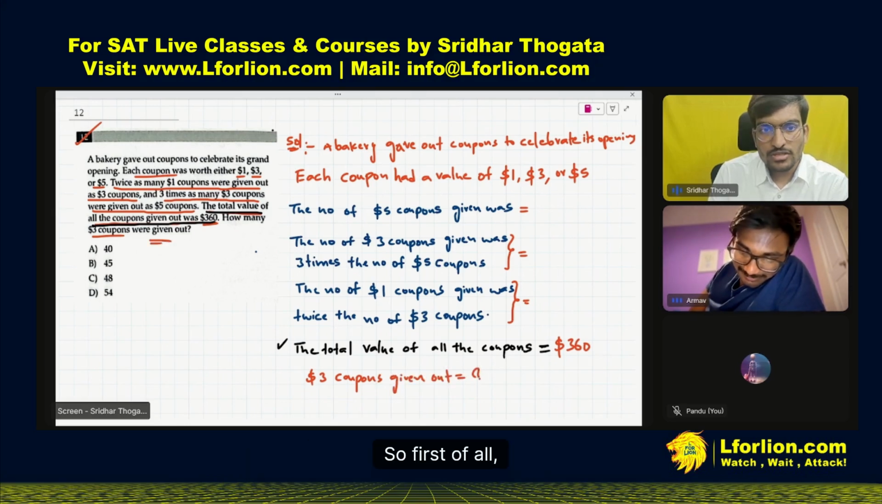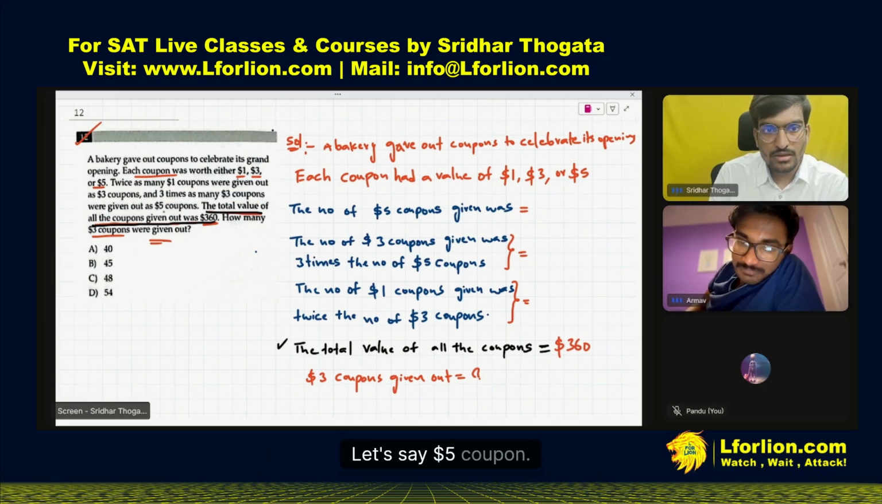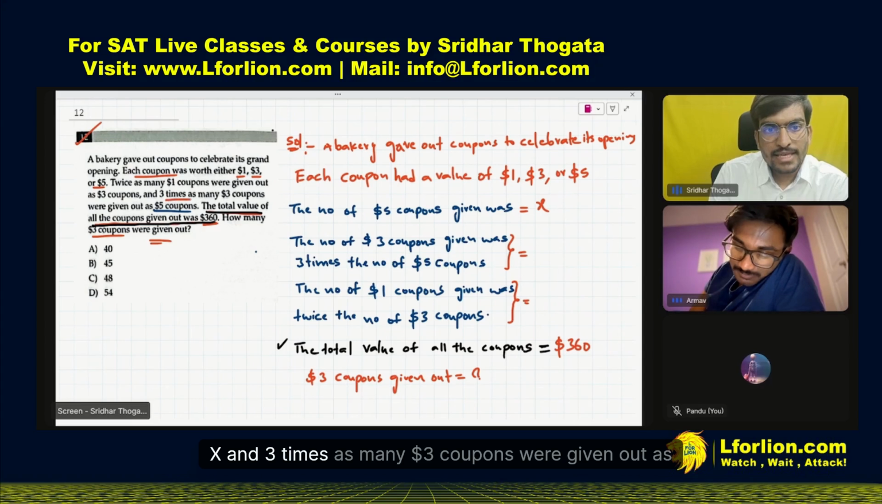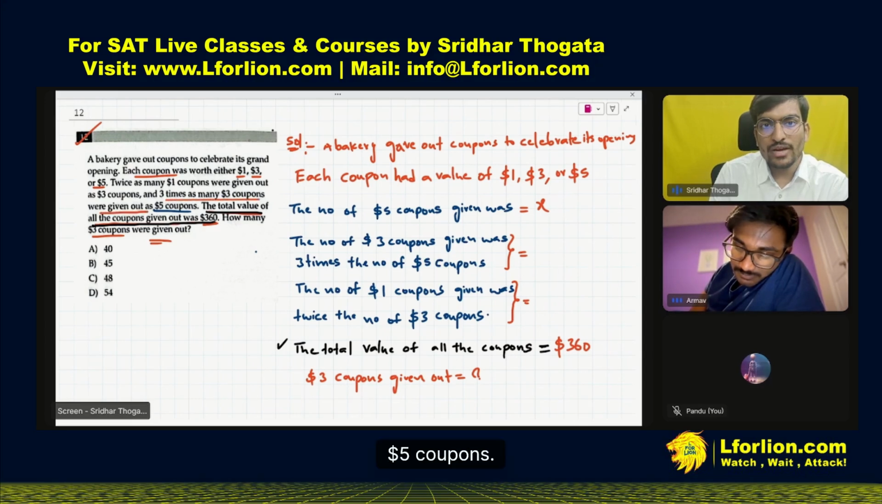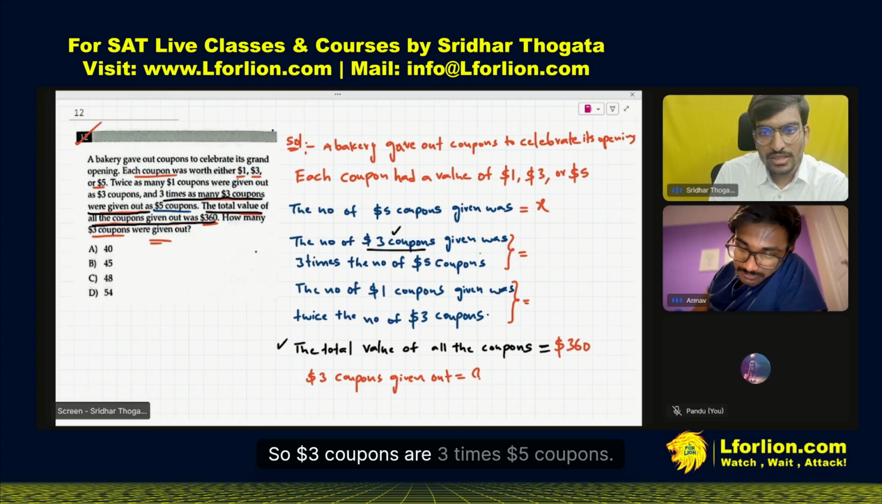So first of all, they did not give any info about the $5 coupons. So I considered the number of $5 coupons given as x, and 3 times as many $3 coupons were given out as $5 coupons. The number of $3 coupons given was 3 times the number of $5 coupons. So $3 coupons are 3 times $5 coupons. What is $5 coupons? x.